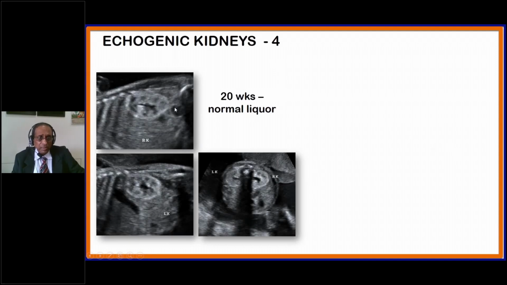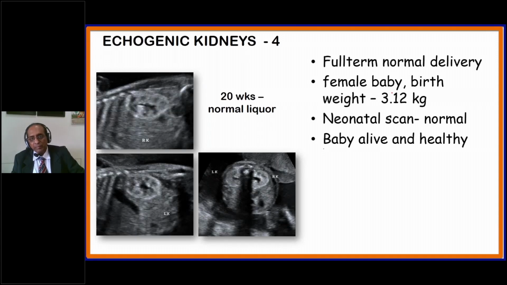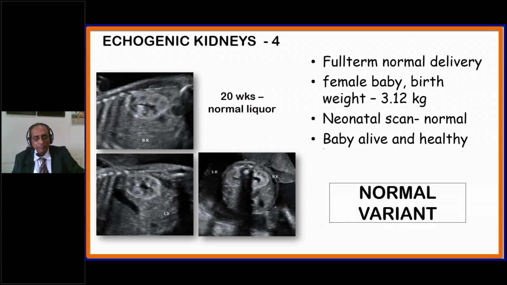Now, lastly, here you can see an echogenic kidney, but with well-preserved medullary pyramids. When you see well-preserved medullary pyramids, you can think of this as normal renal architecture, but the kidneys are echogenic. The liquor is also normal. So this patient delivered at full term, and the neonatal scan was normal, baby alive and healthy, which means you could have normal appearing echogenic kidneys also.